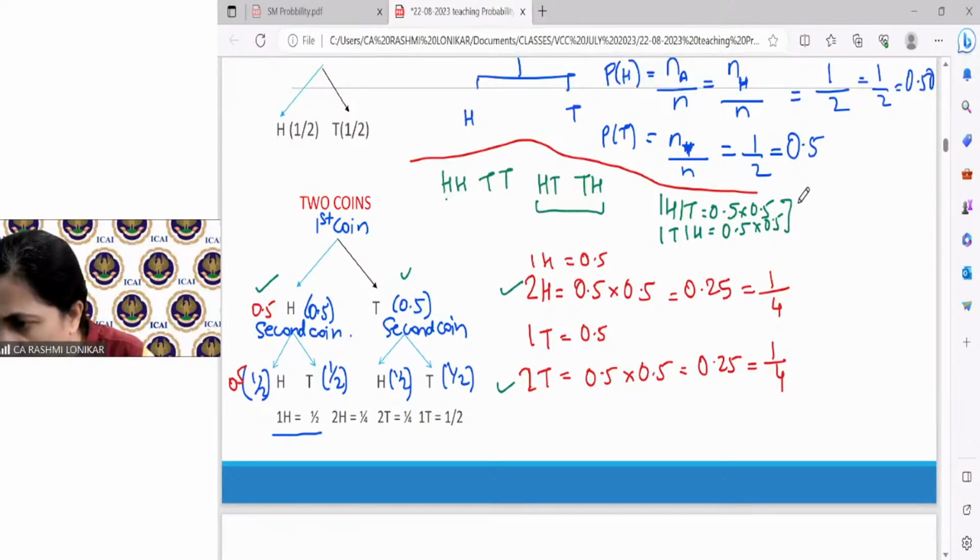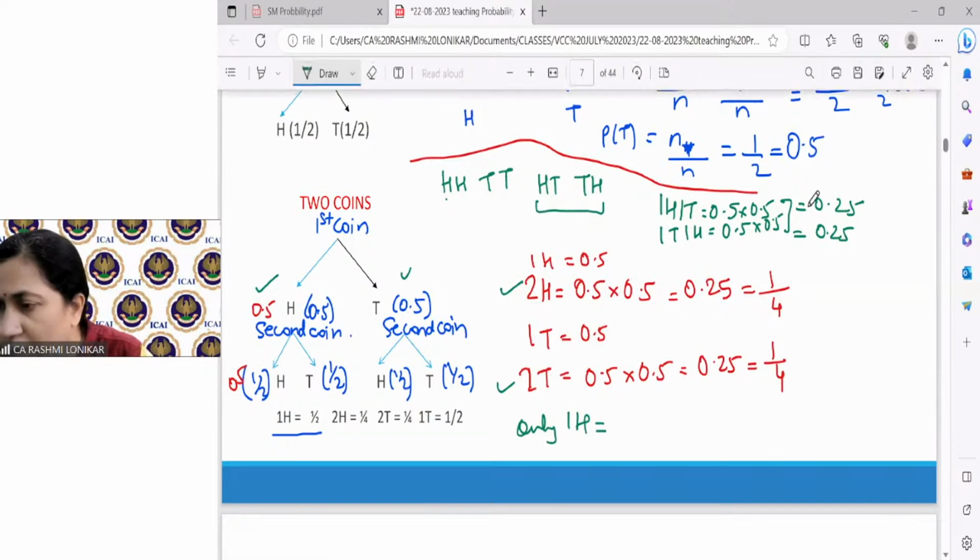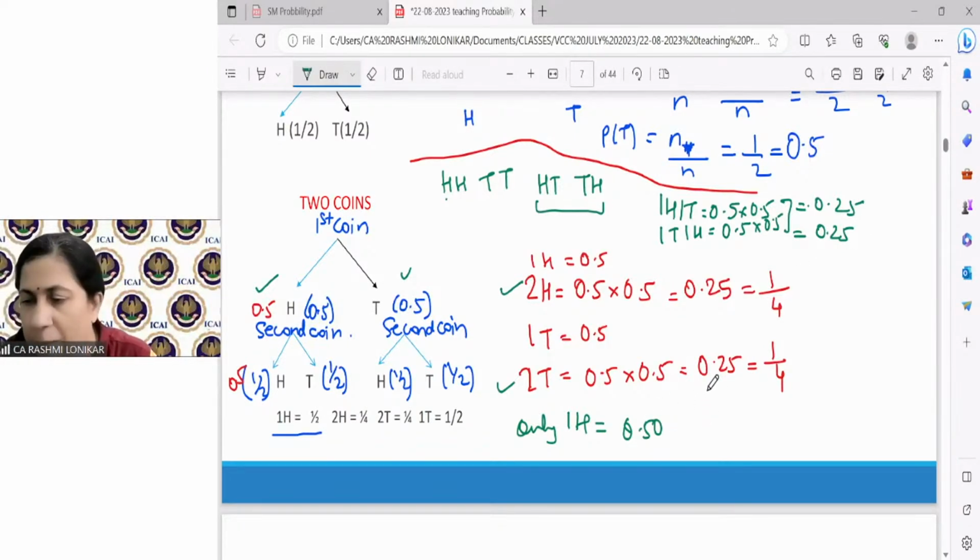So this is equal to 0.25, and this is equal to 0.25. So when I'm saying only one head, what will that be? 0.25 plus 0.25 will be 0.50. Okay. So you can appreciate this.